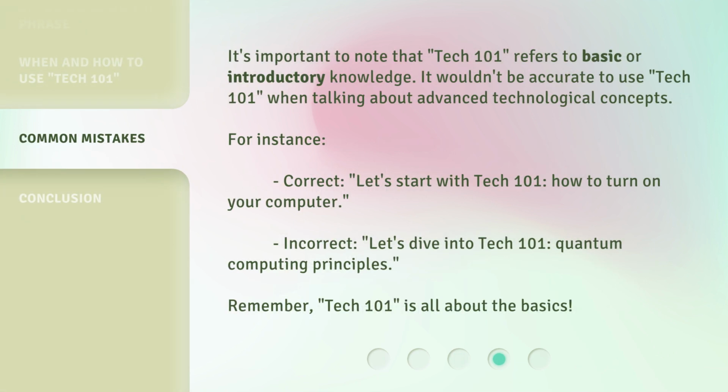It's important to note that Tech 101 refers to basic or introductory knowledge. It wouldn't be accurate to use Tech 101 when talking about advanced technological concepts. For instance, correct: "Let's start with Tech 101. How to turn on your computer." Incorrect: "Let's dive into Tech 101, quantum computing principles." Remember, Tech 101 is all about the basics.